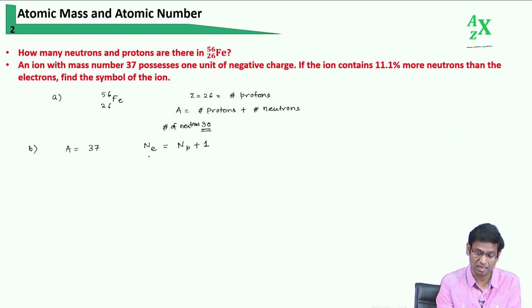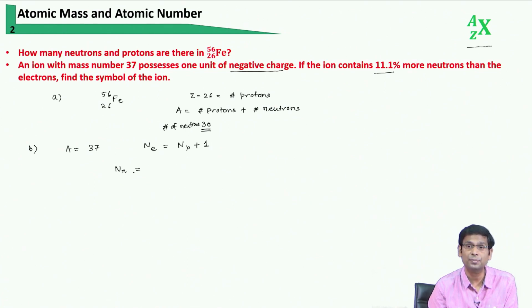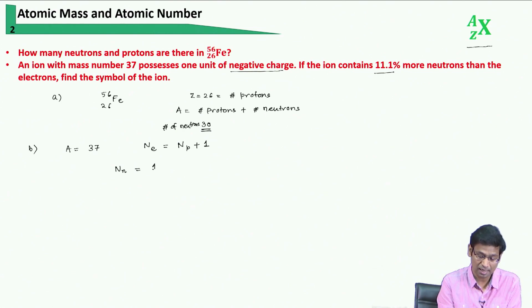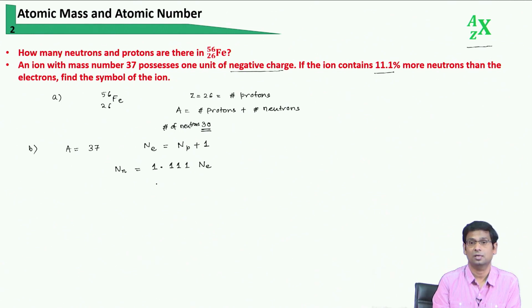So, this is what we have: Ne equals Np plus 1, because this is an anion with 1 unit of negative charge. It also tells that the ion contains 11.1% more neutrons than electrons. So, that means the number of neutrons is 11.1% more than the number of electrons. To write that, if I have one electron, then the number of neutrons is 1.111, because this is 11.1% greater than the number of electrons. So, this value is the number of neutrons.